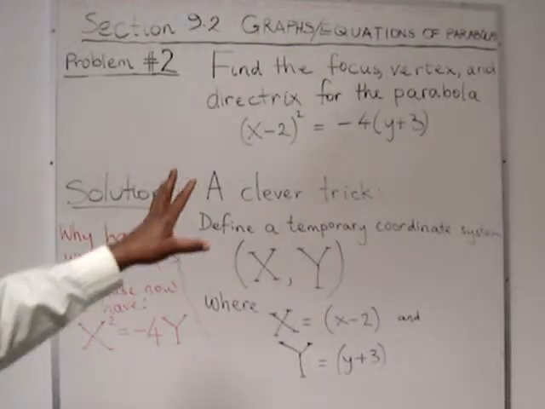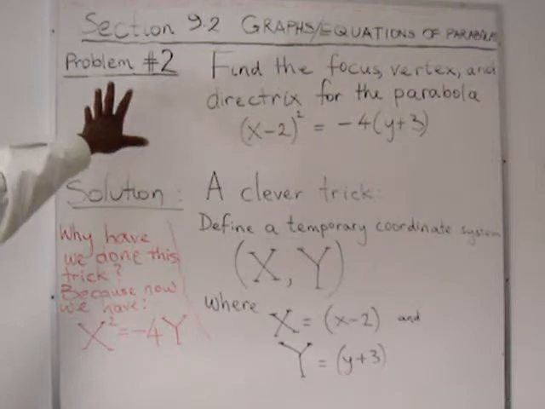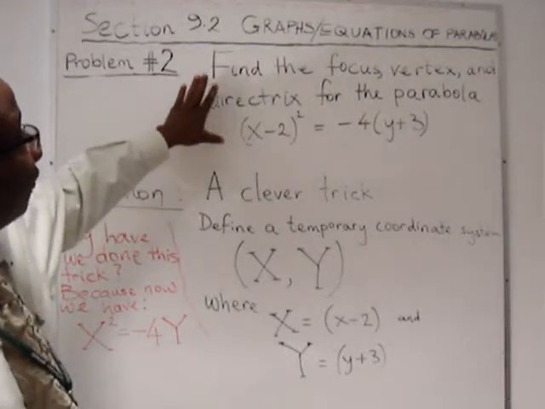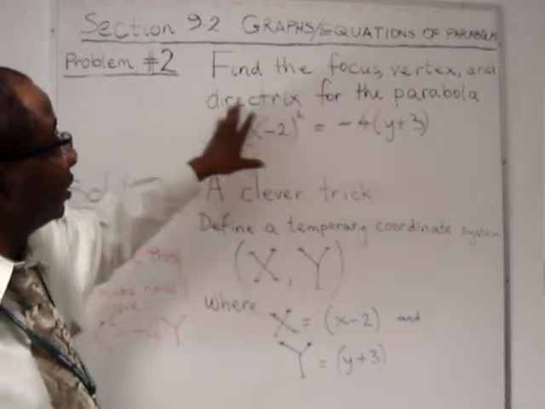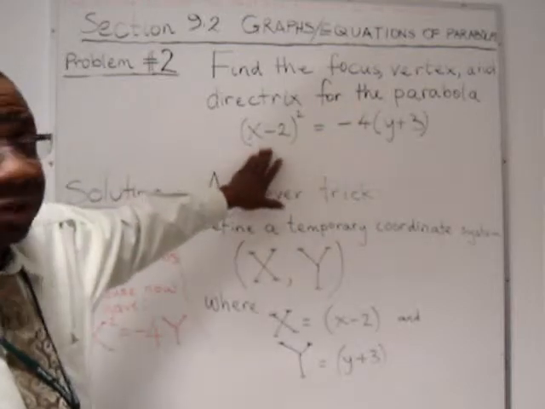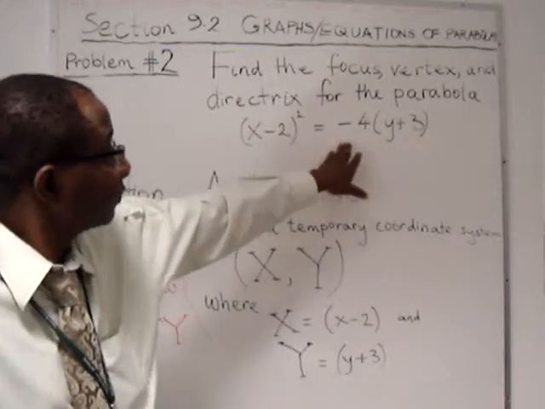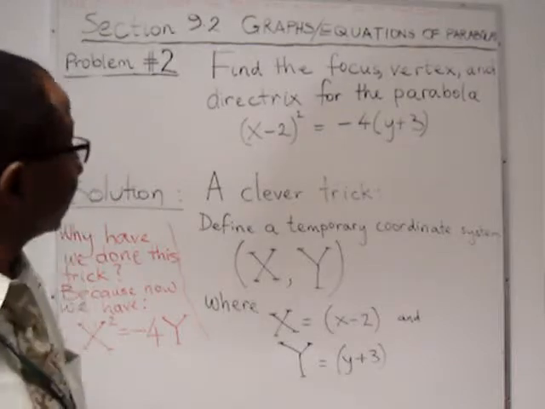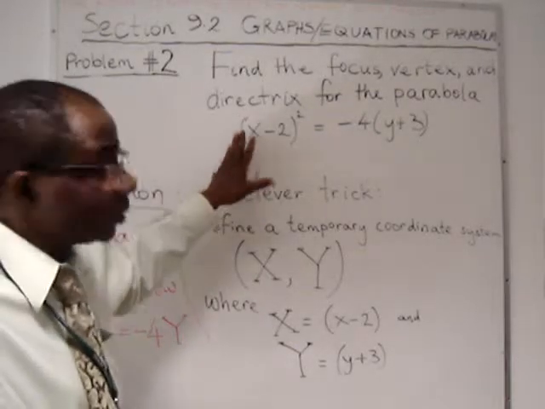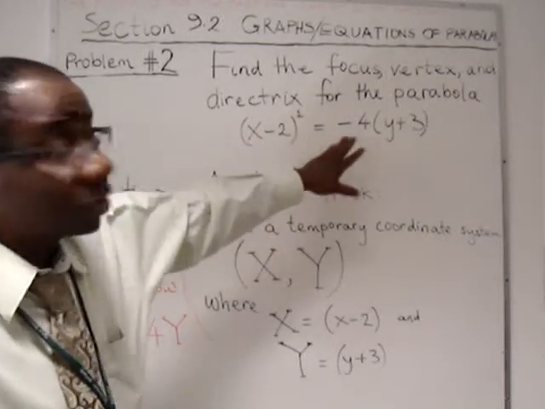Okay, here Rachel, problem number 2. Find the focus, vertex, and directrix for the parabola (x - 2)^2 = -4(y + 3). Now, most people will be tempted to solve this problem.